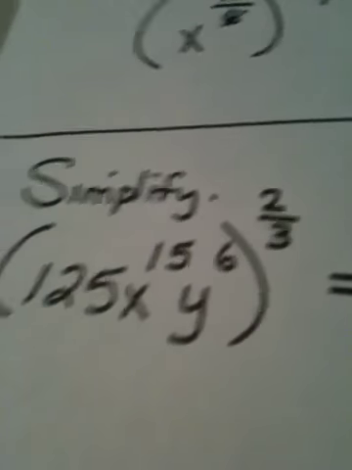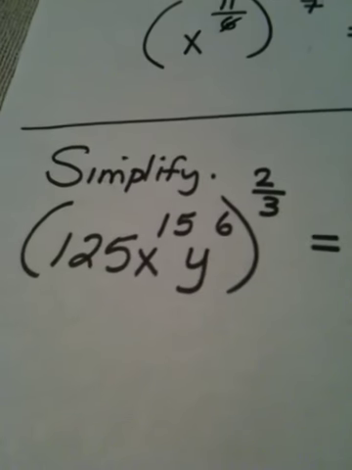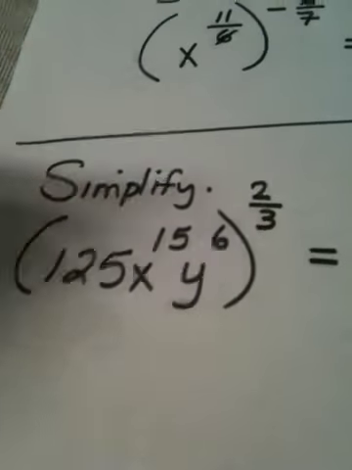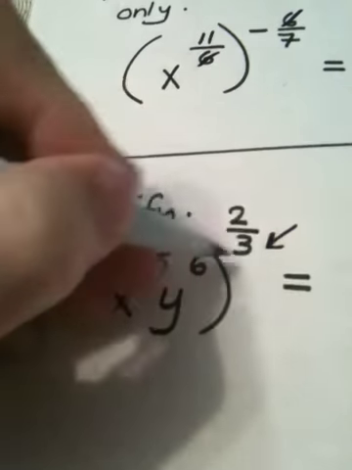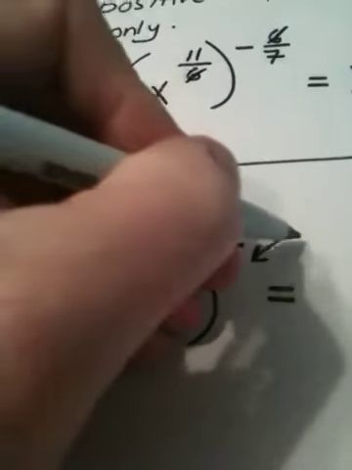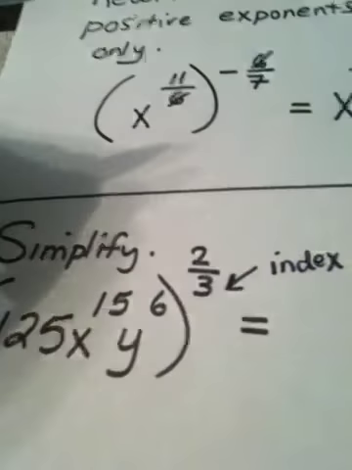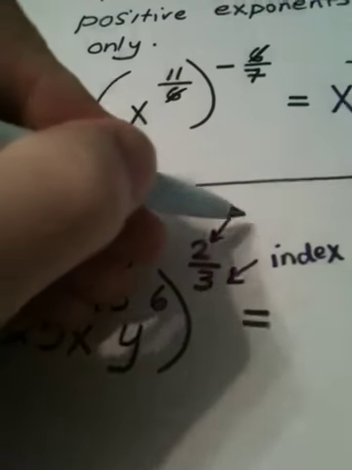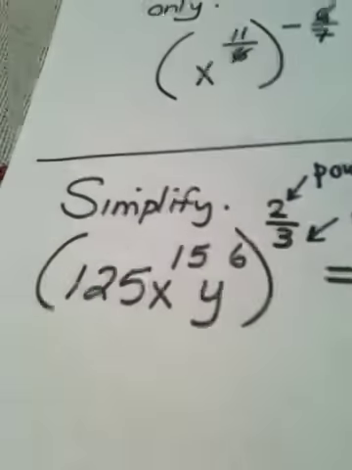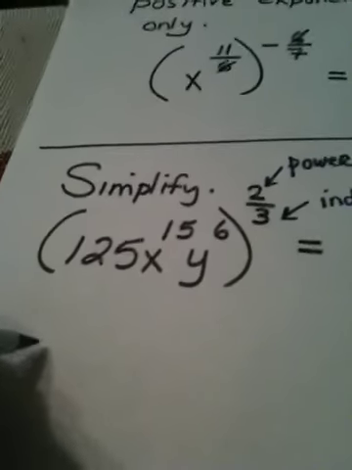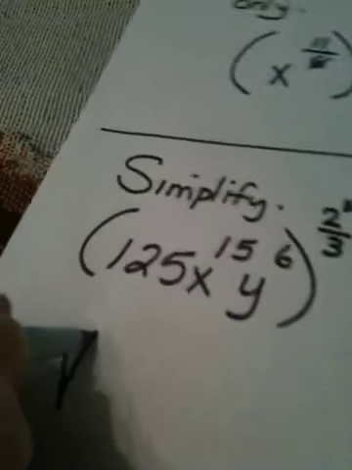Okay? And my final example in section 7.1. Simplify the following. Now remember, this number becomes the index of a radical, so the cube root. This number becomes the outside power. So this problem becomes rewritten.